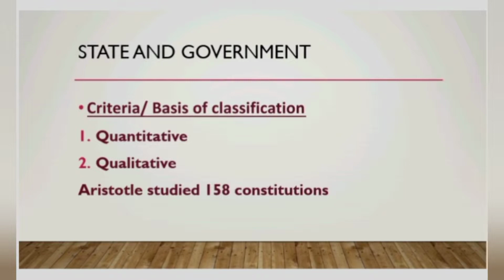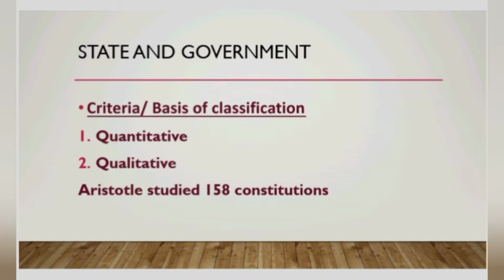Okay, so now the state is basically a community of persons, and government is basically a concrete and tangible organization which implements the will of a state. Now what is the will of a state? The will of a state is to secure the good of life for its people. Okay, so this is the definition of state and government.